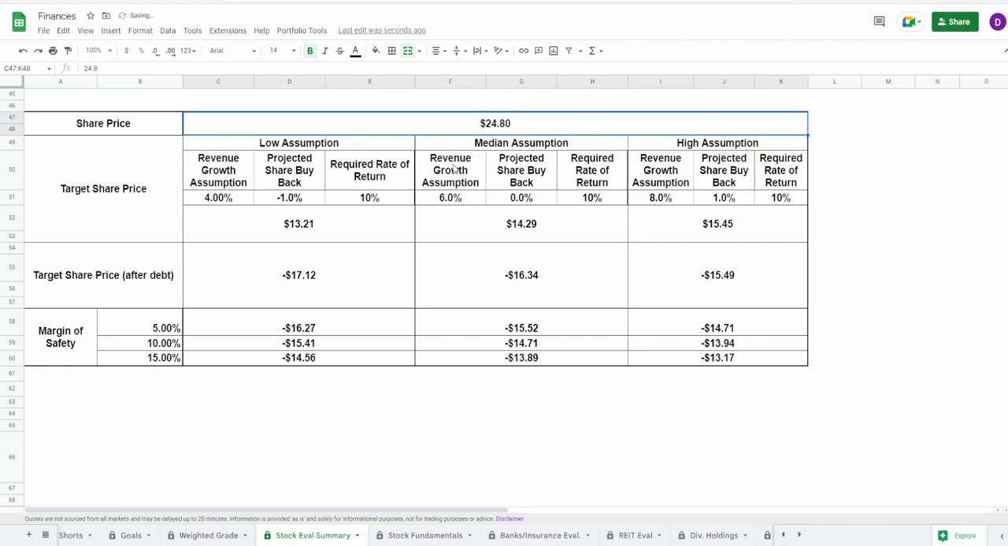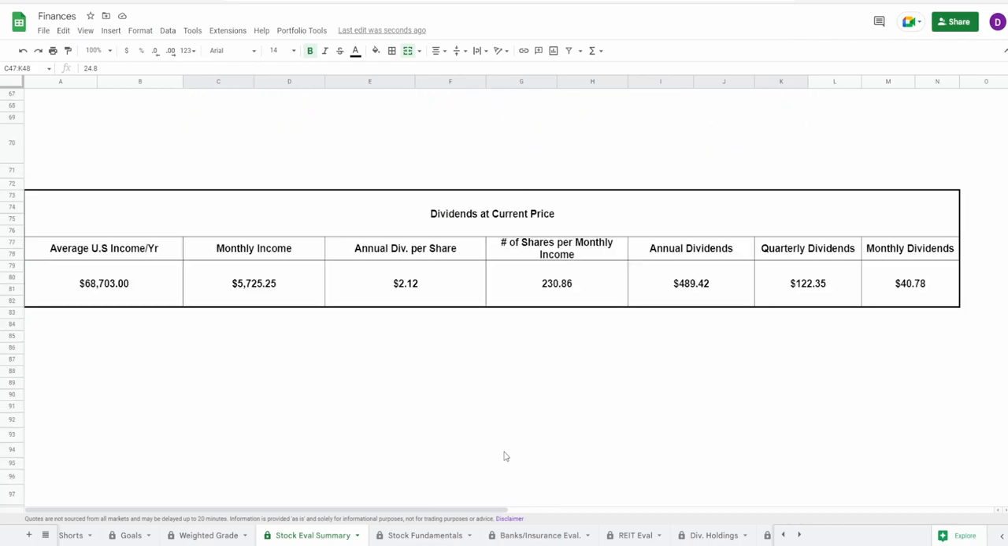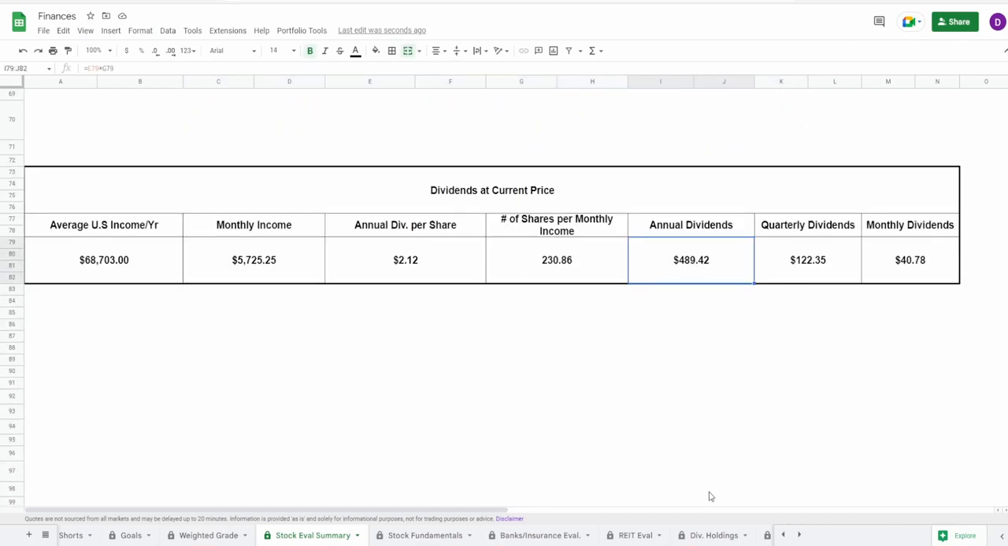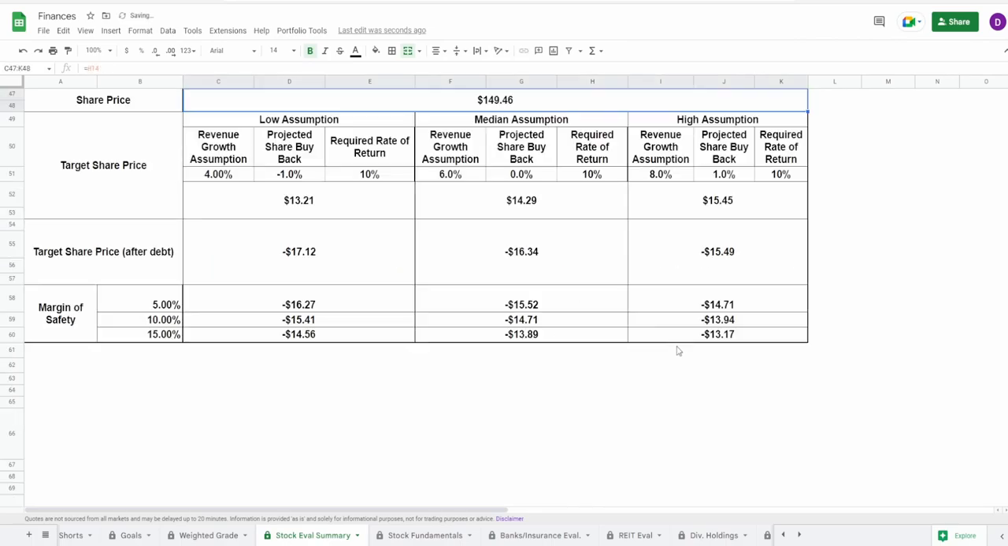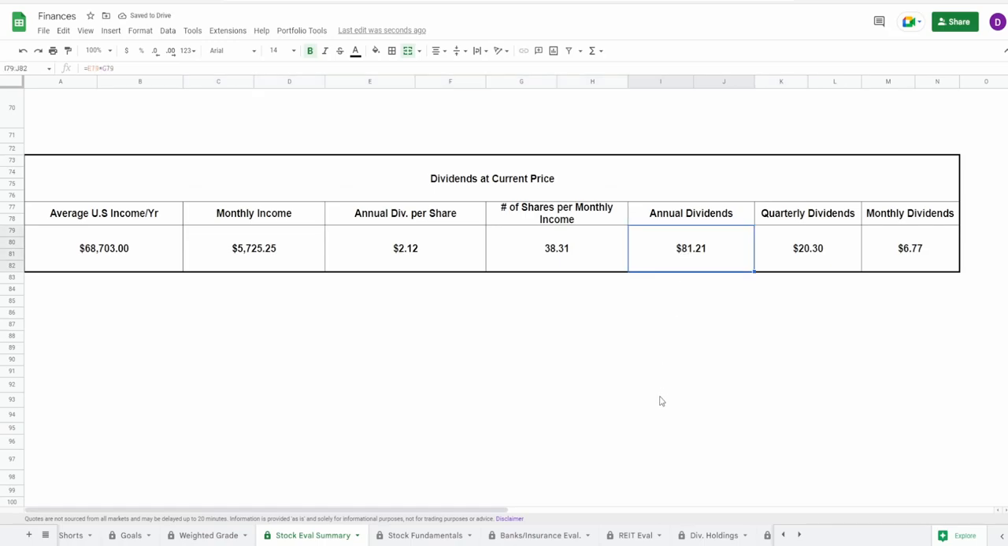Let's see, assuming that they keep the annual dividend amount the same at $2.12, how much in dividends you would get if this were to fall to around 25 bucks. Look at this, guys: $489.42 for $5,725. Take a look at that. 489. What was it before? Let's see. 81. That is a major, major change.